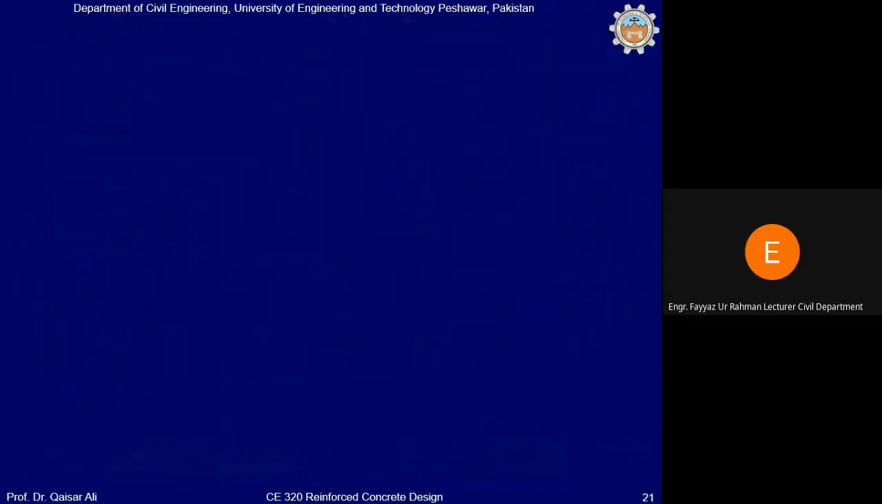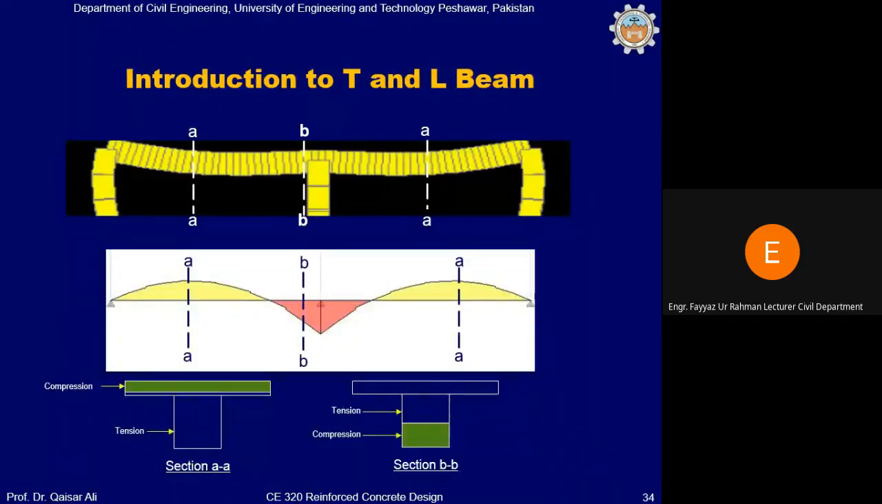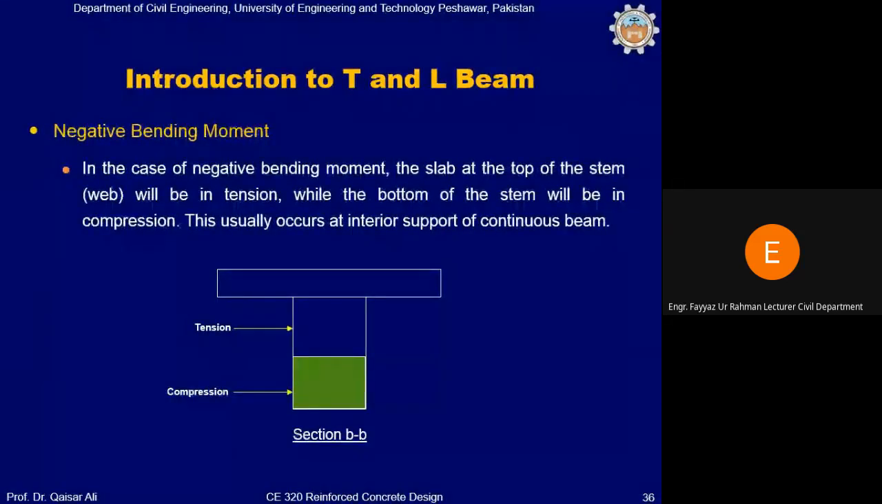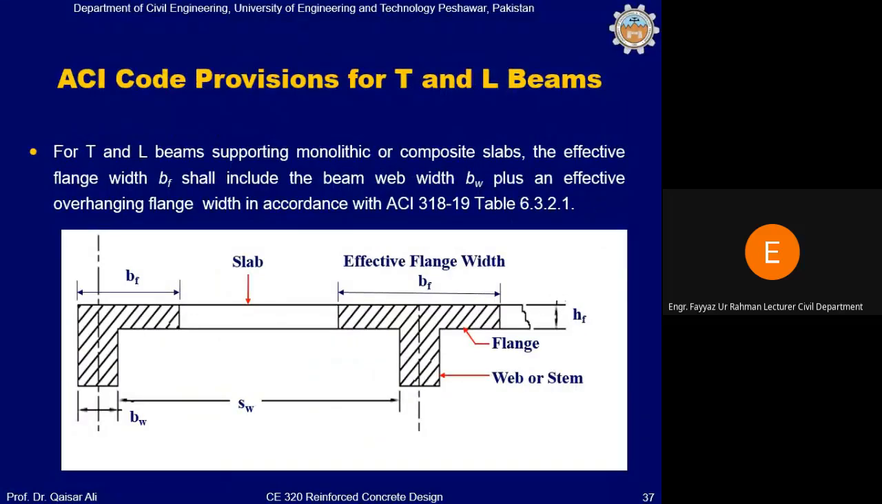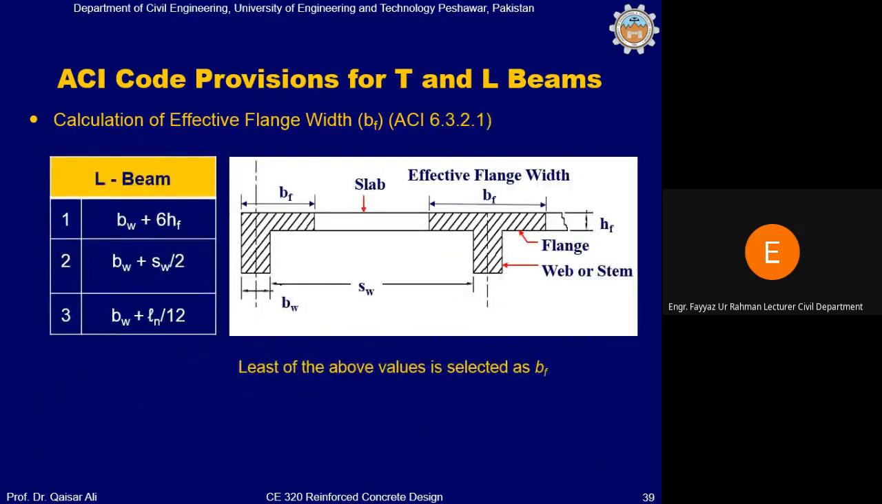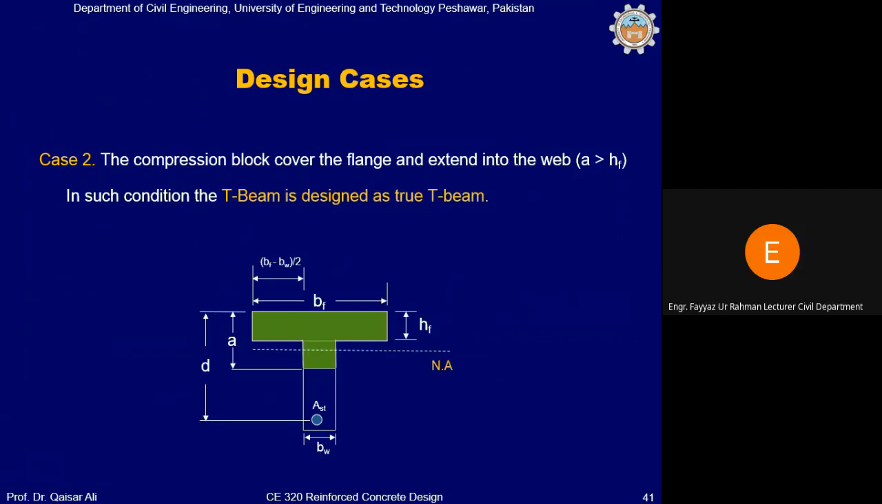अच्छा, अब ये सारी जो डिस्कशंस ऑलरेडी हम कर चुके हैं, पॉजिटिव बेंडिंग मोमेंट के लिए, नेगेटिव बेंडिंग मोमेंट के लिए. सही? इस तरह ये इफेक्टिव कैलकुलेट करेंगे. ये भी यहाँ पर BW plus 16HF, BW plus SW, BW plus ln by 4 ये ऑलरेडी गिवन है. सही? टेल बीम के लिए भी आप ये कैलकुलेट कर सकते हैं. क्लियर? दिस इज केस 1 जो ऑलरेडी हम डिस्कस कर चुके हैं. केस 2 या आगे हम डिस्कस करेंगे.